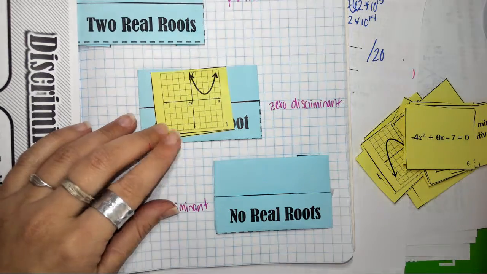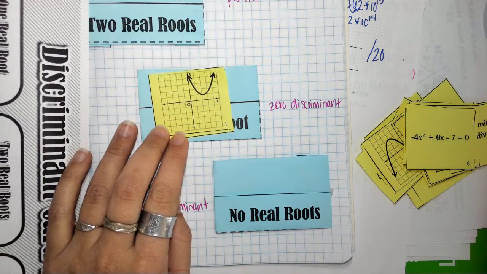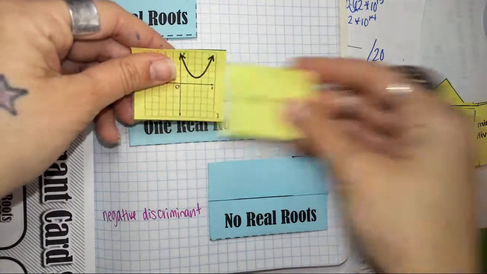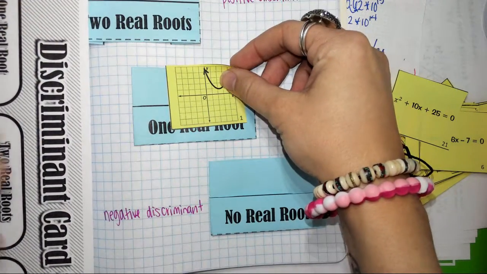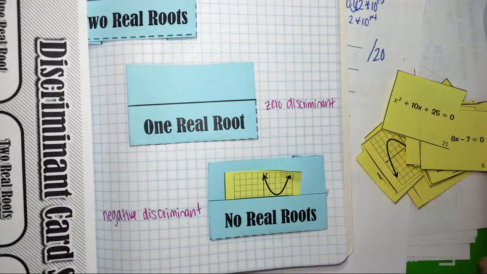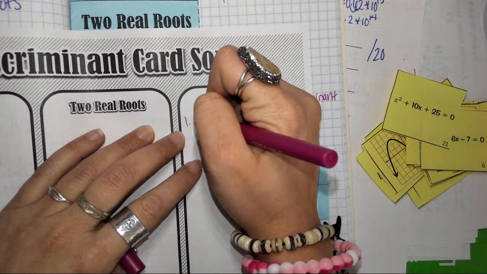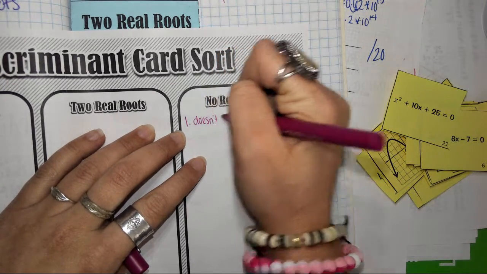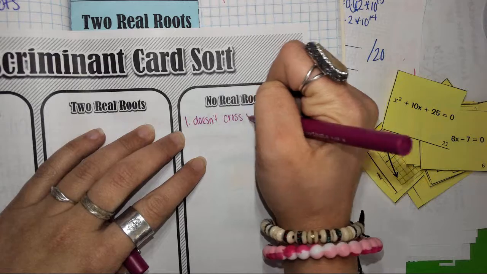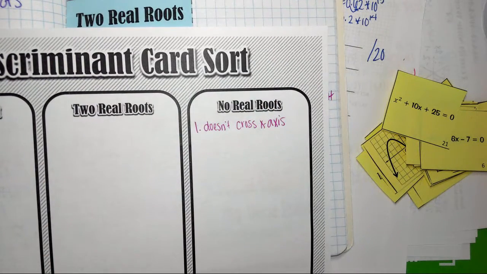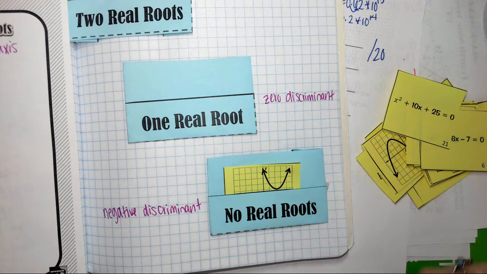Look at the board and cut at the same time? No. So number 1 on mine, how many times does that one cross the x-axis? None. So what pocket am I going to put it in? No real roots. And then I'm going to come over here to no real roots, and I'm going to write 1, doesn't cross x-axis. So what does that mean my discriminant is for number 1? What kind of number is my discriminant?